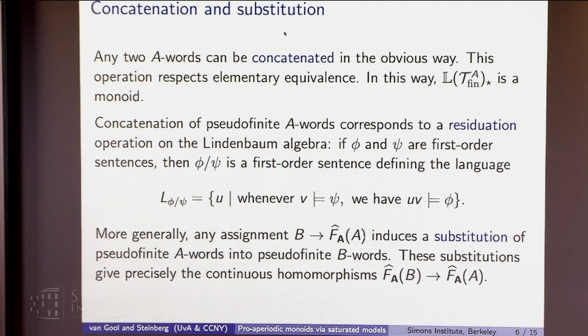And then any assignment from the letters of this alphabet B to classes of words in the alphabet A actually gives me a well-defined substitution for any word over B to a new word over A. Again, you have to prove that it respects elementary equivalence, etc.